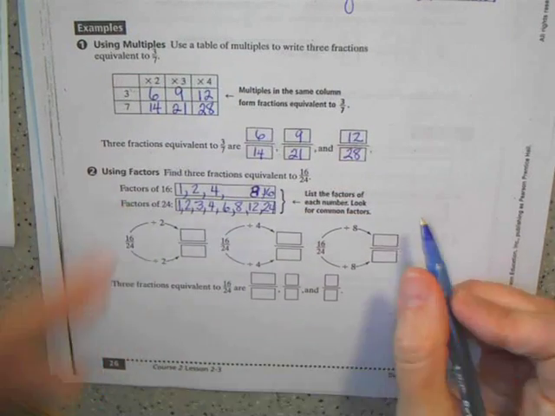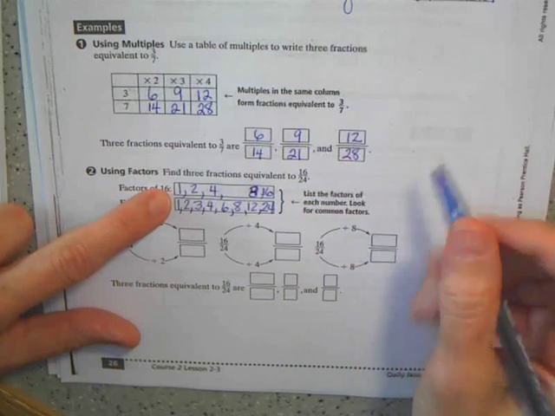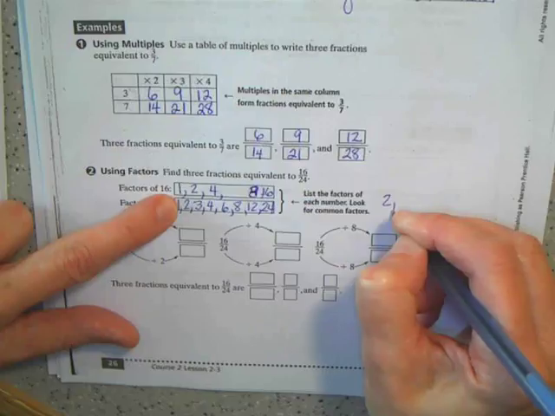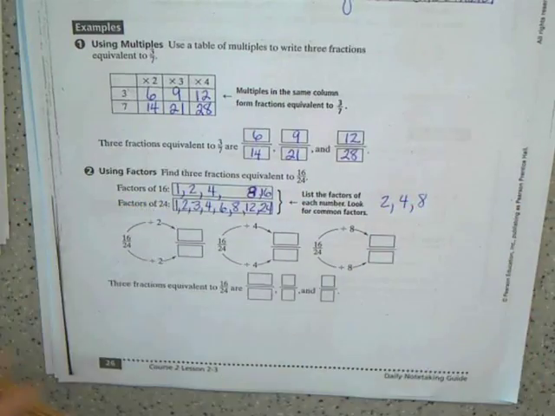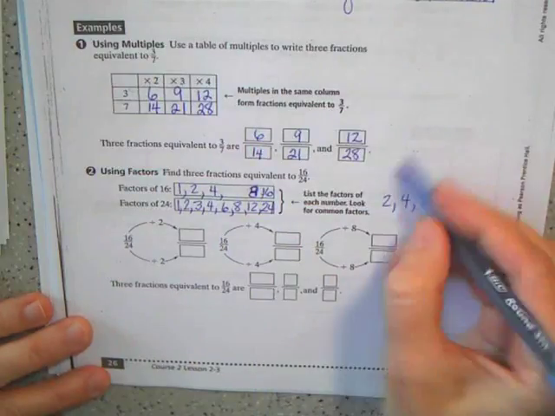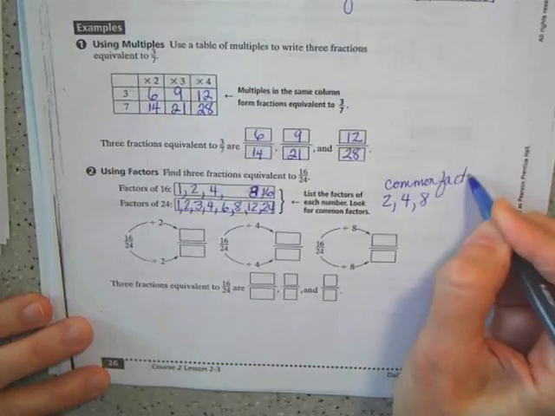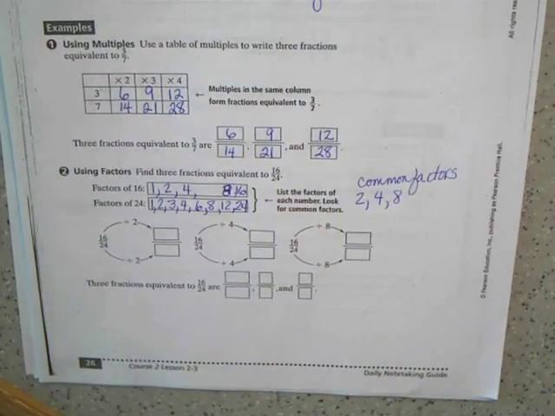So what I would do then, either by circling or by looking, I'm just going to look at their common factors other than 1. Their common factors are 2, 4, and 8. And you could circle them. Just made it not quite so messy listing them off to the side.